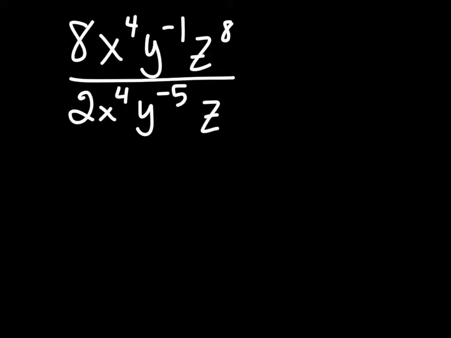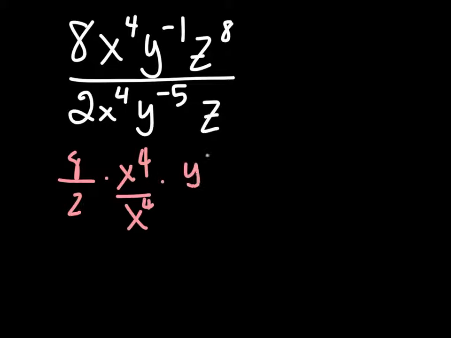Our task is to simplify this. What we want to do is look at each piece of the fraction independently. And by each piece, I'm talking about the regular numbers, the x's, the y's, the z's, because this is all multiplication. So how I'm going to choose to look at this is 8 over 2 times x to the 4th over x to the 4th times y to the negative 1 over y to the negative 5 times z to the 8th over z, and that would be z to the first.